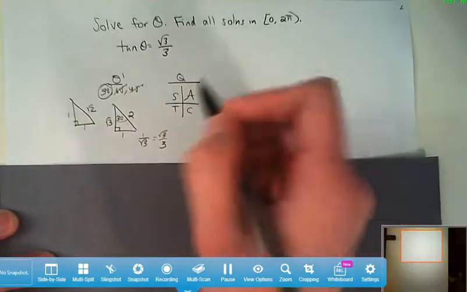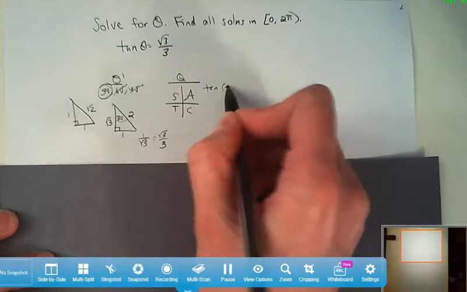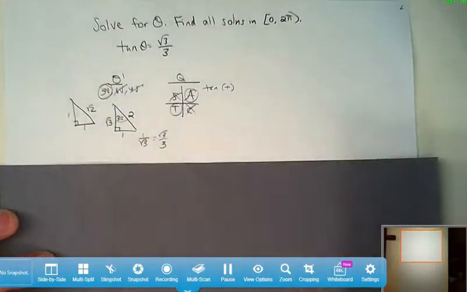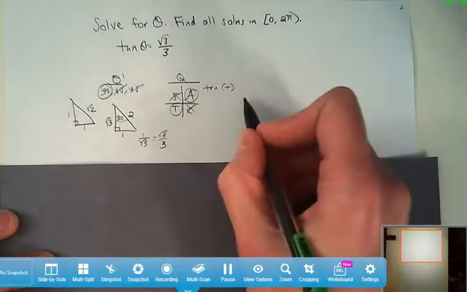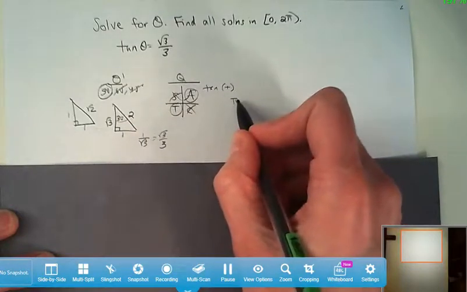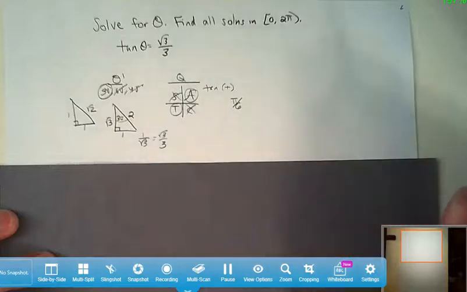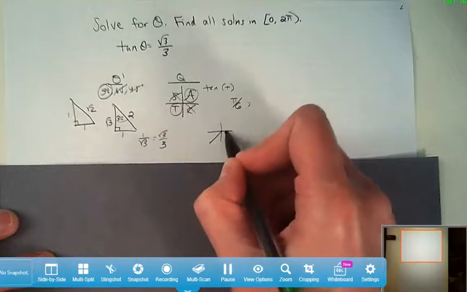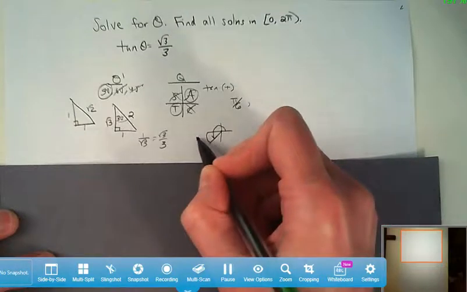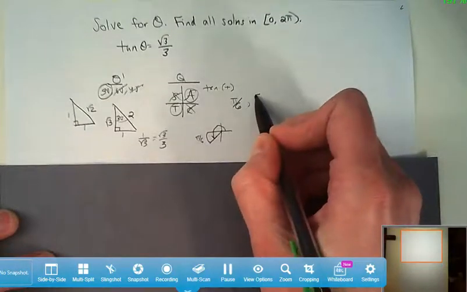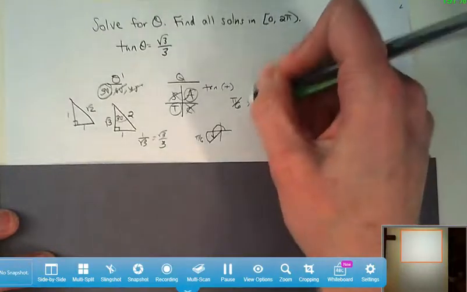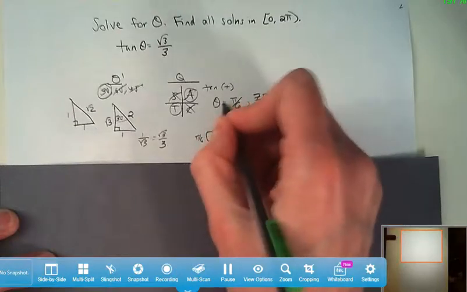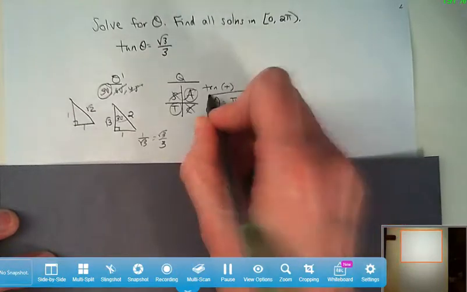And to place that in the correct quadrant, since tangent is positive, we want to be in quadrant 1 or quadrant 3. And the angle in quadrant 1 that has a 30-degree reference angle is 30 degrees itself, which I'll call pi over 6 in radians. And the angle in quadrant 3 that has that pi over 6 reference angle is going to be not 5 pi over 6, but 7 pi over 6, because we're going to go past pi. And those are the two answers we get here for theta.